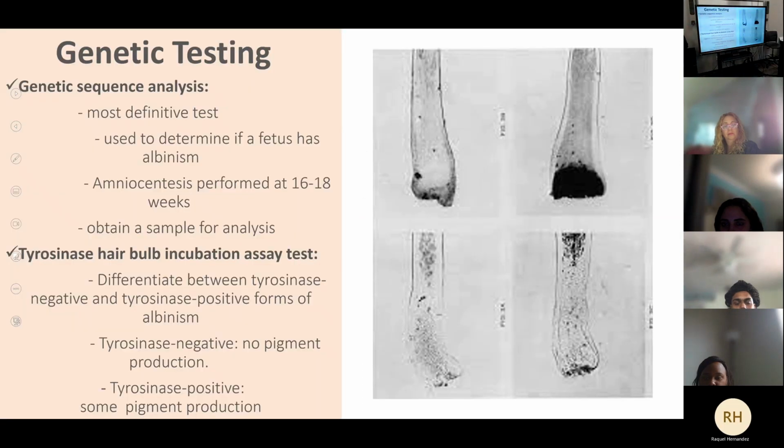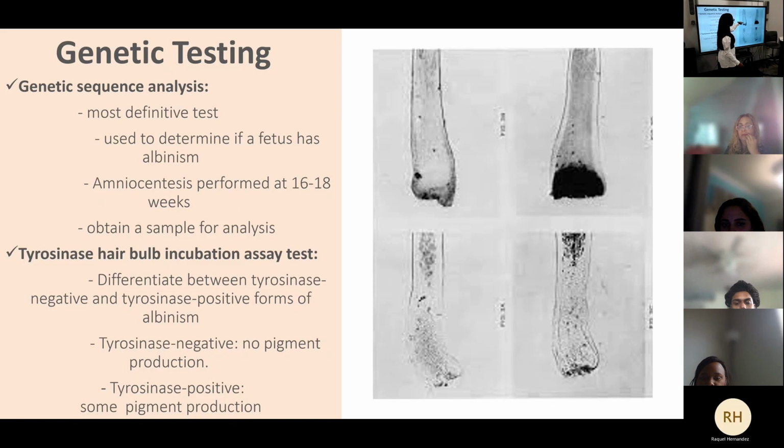For genetic testing to test for albinism, the first test is genetic sequence analysis. It's the most definitive test and it's used to determine if a fetus has albinism. So amniocentesis is performed at 16 to 18 weeks to obtain a sample for analysis. The tyrosinase hair bulb incubation assay test is to differentiate between tyrosinase positive and tyrosinase negative. So this is a hair follicle from the father, this is a hair follicle from the mother. They're both going to be incubated in tyrosine for 12 hours, and then they're going to be analyzed.